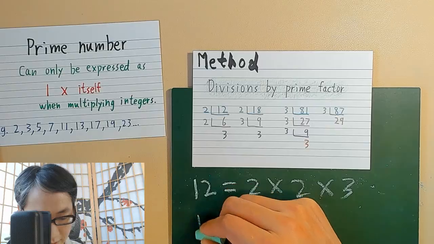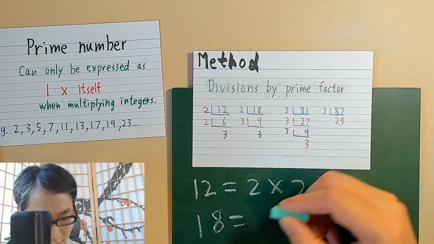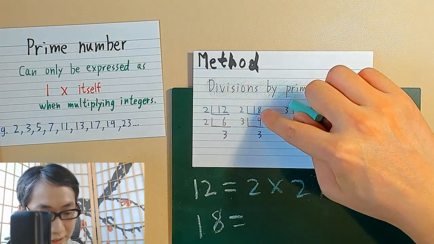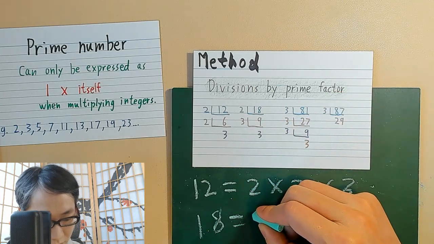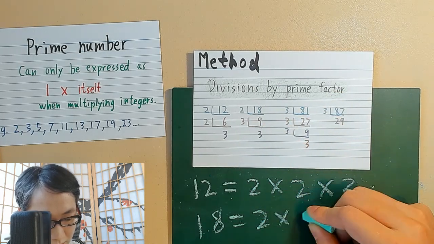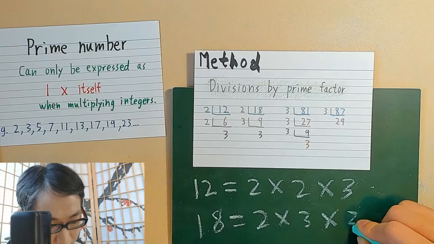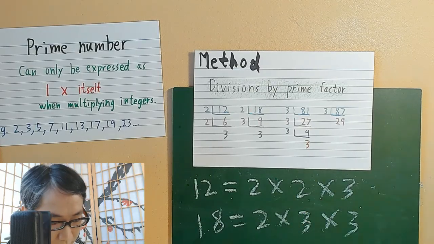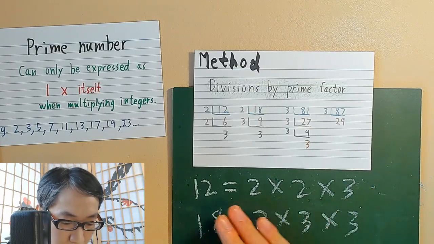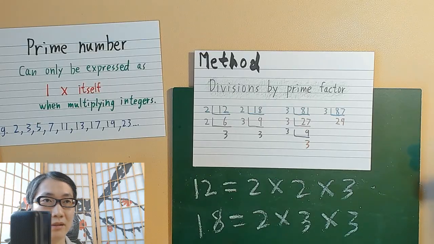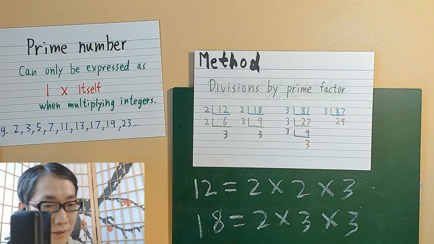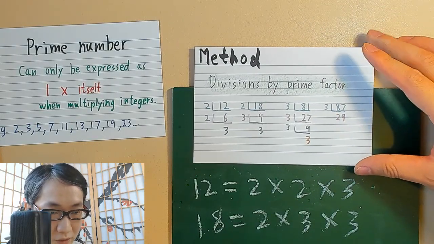And for 18, doing the same thing, 18 divided by 2 is 9, 9 divided by 3 is 3. We have 18 is 2 times 3 times 3. From these prime factor multiplications, we can figure out the HCF and LCM.